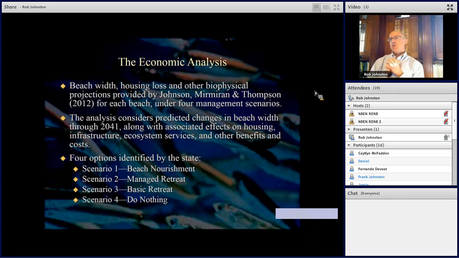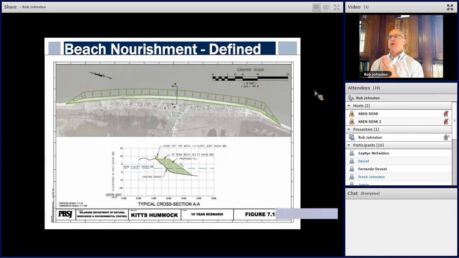The 4 scenarios we looked at, the first was beach nourishment. You know what beach nourishment is. You put sand out, you extend the beach by taking sand from typically offshore, extending that beach out, and then once the beach erodes again, you build it out again. So effectively, you're building up larger beaches to protect the homes and things behind it.